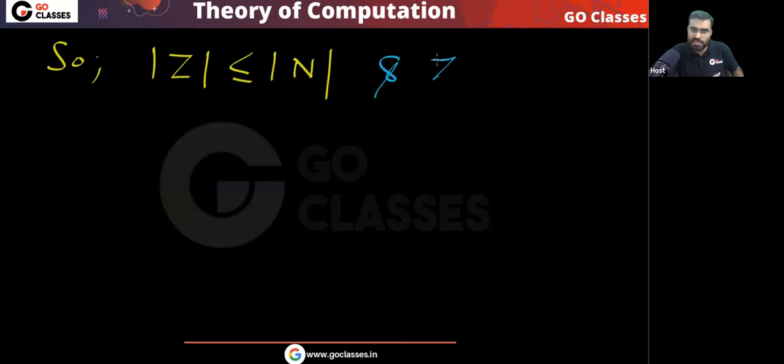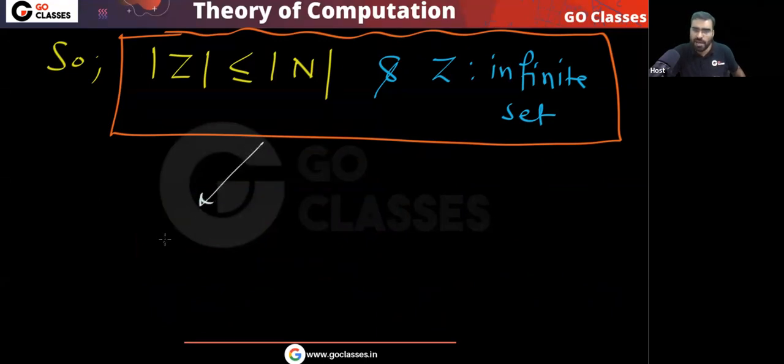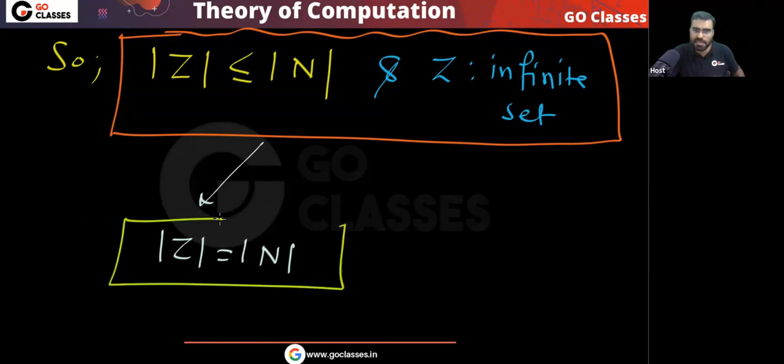And we know the integers are an infinite set. Now from these two things, what can you say? Remember, countable is the lowest level of infinity. So tell me, from these two things, what can I say? I can say that the integers have the same size as the natural numbers.